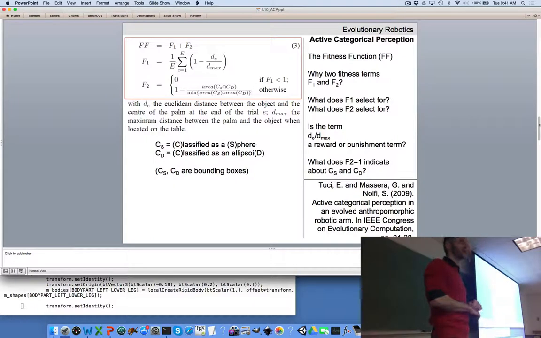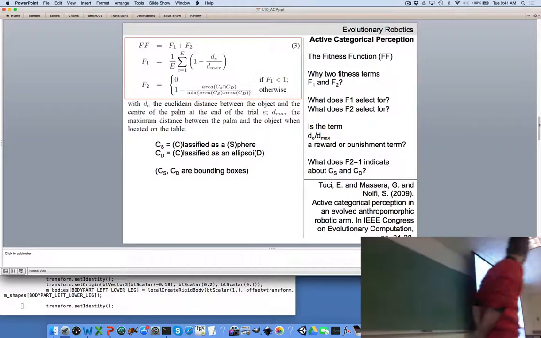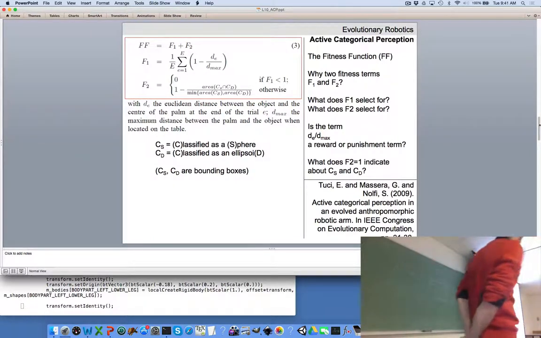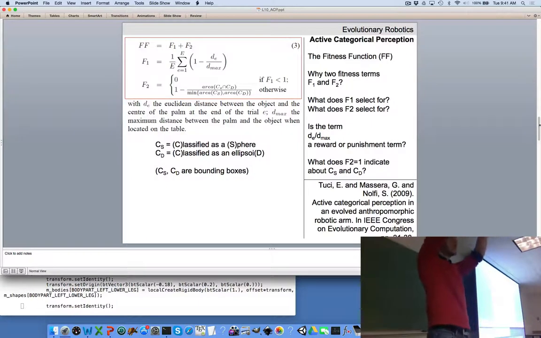Why that ratio? What is D? D sub E is the Euclidean distance between the object and the center of the palm of the robot's hand. Why D sub E over D sub max?